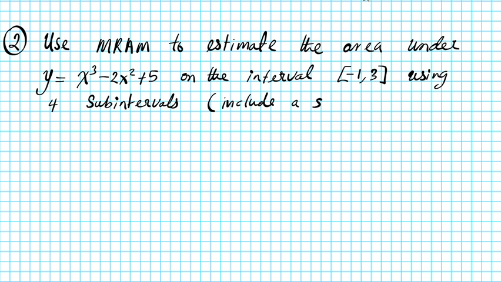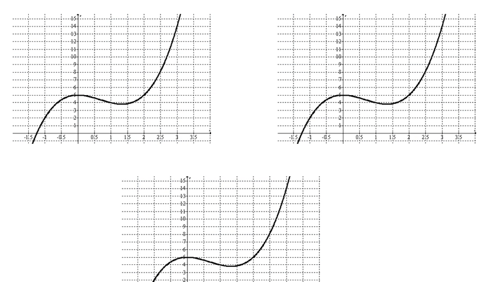Alright, so for this one, before I generate the table of values and the curve, let's review what MRAM, LRAM, and RRAM are. Let's consider these three curves. They're exactly the same. So let's start with LRAM, left-hand rectangular approximation. Let's say we're using 4 intervals for all the cases, on the interval -1 to 3, just like the question indicated.